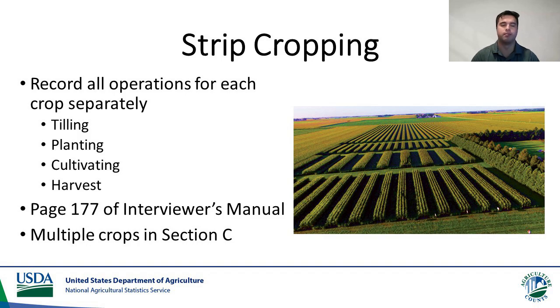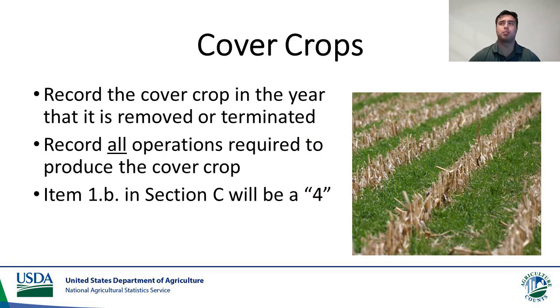Often, cover crops are planted in the fall and terminated in the spring. Record the cover crop on the operations table of the year that it was removed or terminated. Include all operations required to produce the cover crop, including planting, maintaining, and removing/terminating the cover crop. For example, if a cover crop is planted in 2021 and terminated in 2022, all field operations associated with that cover crop will be recorded in the 2022 crop year.